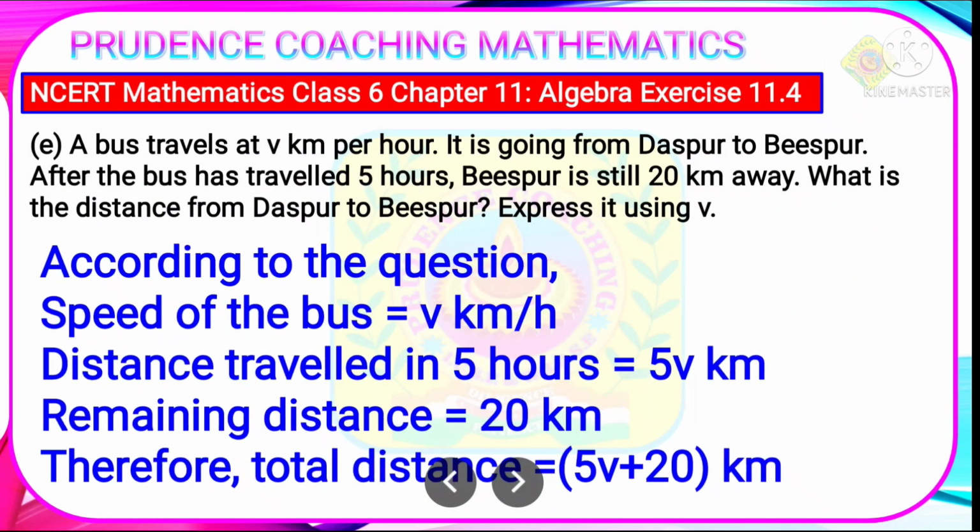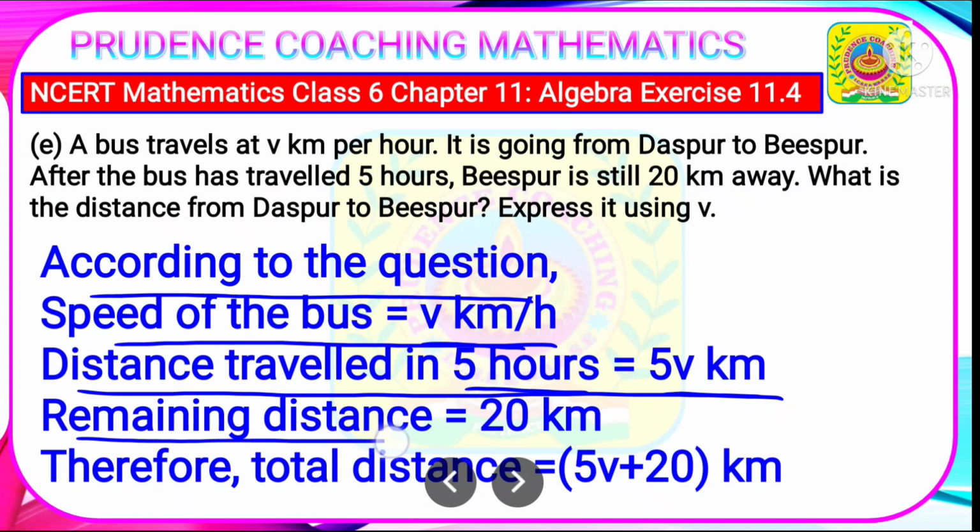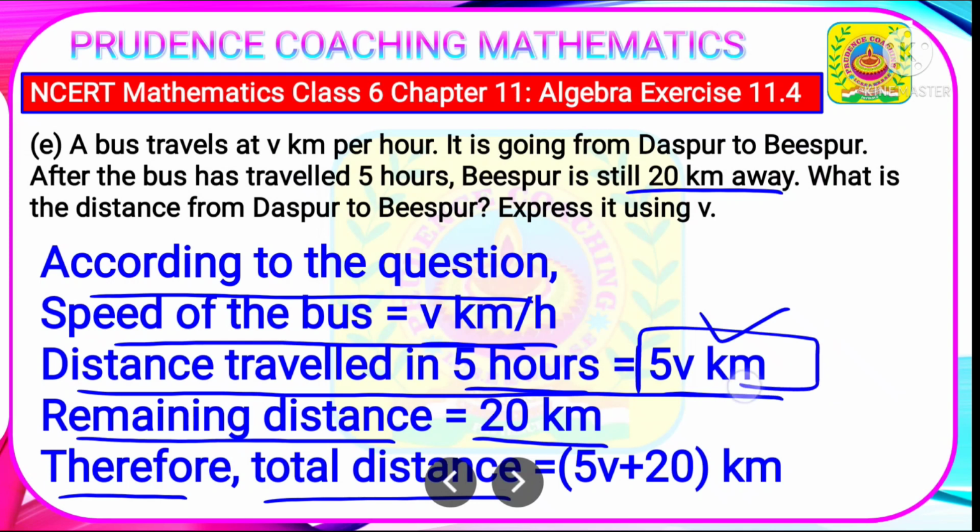Let's see. So you will just write, according to the question, speed of the bus equals to V kilometer per hour. Distance travelled in 5 hours equals to 5V kilometer, because in 1 hour it is travelling V kilometer. So in 5 hours it will travel 5V kilometer. Remaining distance, as it is said, it is 20 kilometer. So remaining distance is 20 kilometer. Therefore the total distance will be this distance, that is travelled in 5 hours, plus the remaining distance, that is 20 kilometer. So you will get 5V plus 20 kilometer as your final answer.